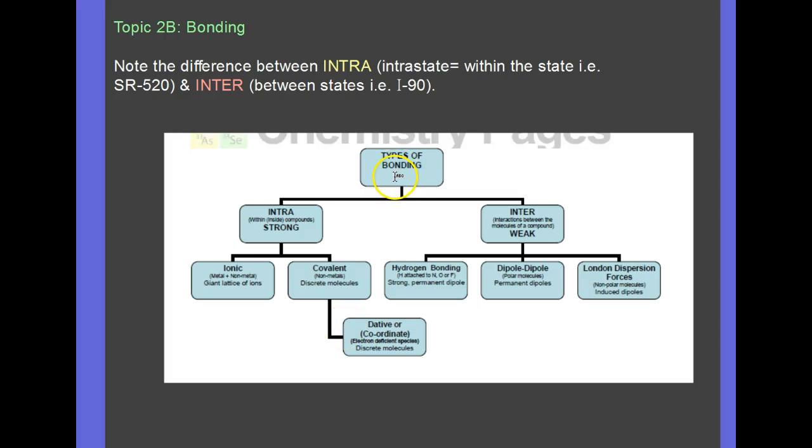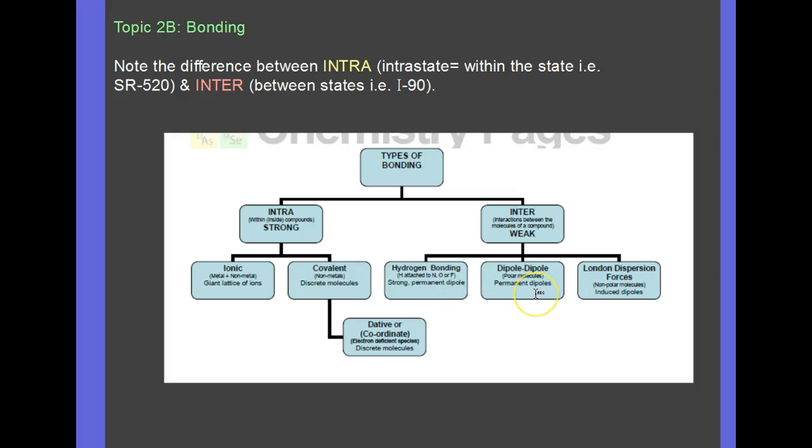On the other side of the type of bonding chart here, we have inter, and that would be bonds, maybe more the word attractions between the molecules, like maybe one water molecule and another water molecule. So there's hydrogen bonding, which you could think of as N, O, and F. Hydrogen bonding could happen, an extreme attraction, not a true bond, to nitrogen, oxygen, or fluorine. It produces a strong permanent dipole.